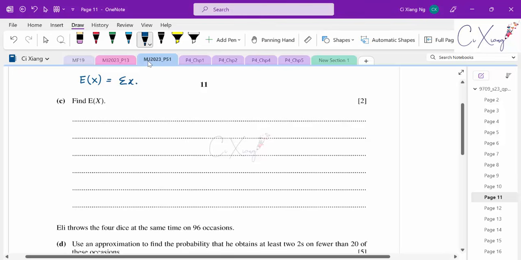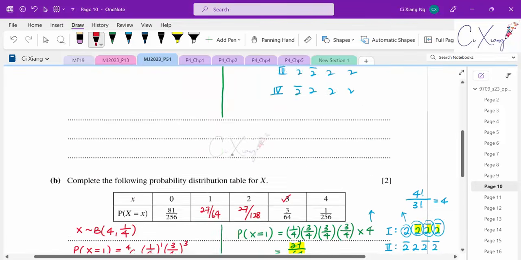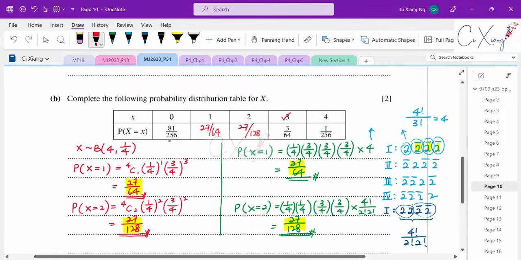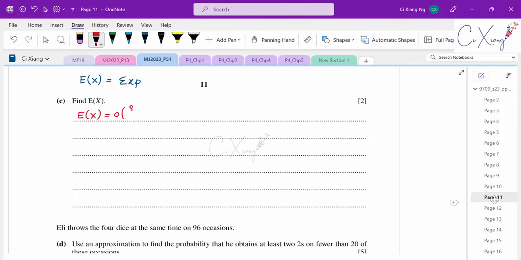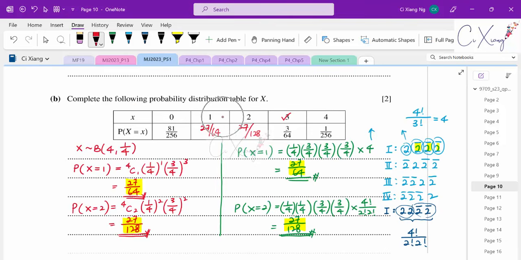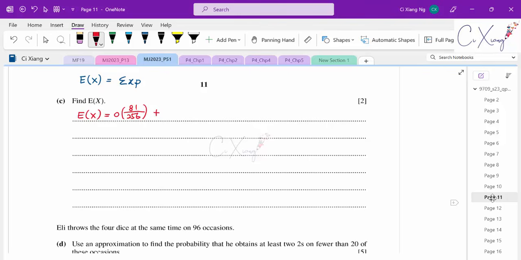Summation of xp means you take the x multiplied with the p, then you add them together. To find the sum, E(X), you can refer back to your table. What's my x here? The x is 0, the probability is 81 over 256. This is the first one. So in our step, I write 0 multiplied with 81 divided by 256. The 0 is the x, and this one is the p. Then plus the next value. What is the next value? 1 and 27 over 64. So I'm taking 1, then 27 over 64.